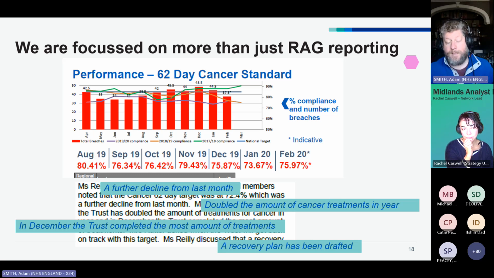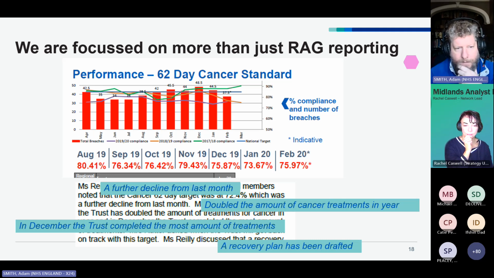So here's one for you. This is a real life example taken out of a trust board report. They've since changed, don't worry. So this is a particularly difficult visualization, I think, to understand, and it's a bit messy and a bit horrible.